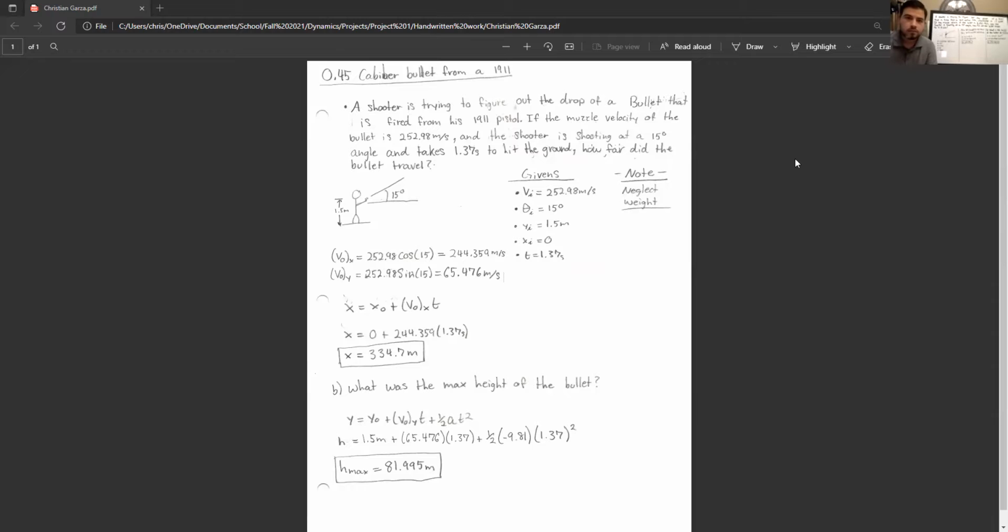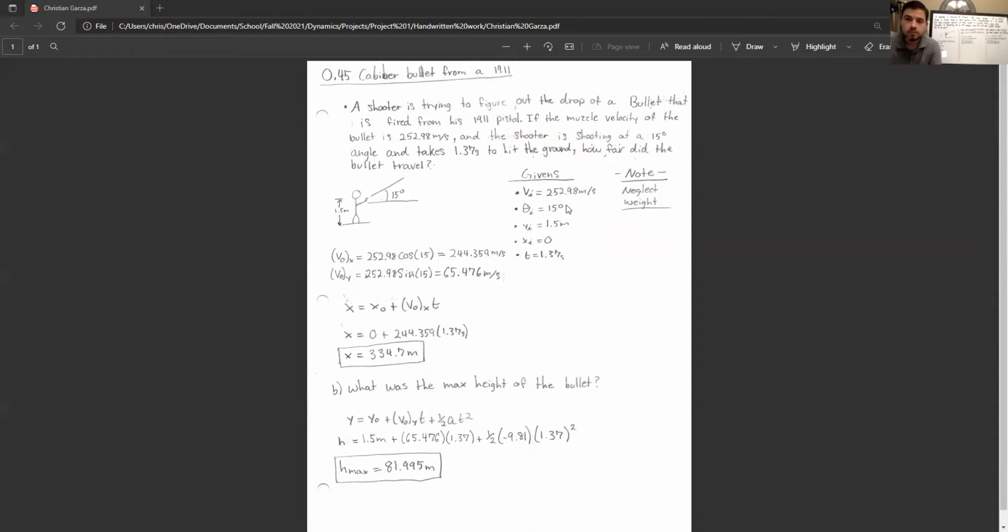So I have a shooter that's trying to figure out the drop of a bullet that is fired from his 1911 pistol. If the muzzle velocity of the bullet is 252.98 meters per second, and the shooter is shooting at a 15-degree angle, and it originally takes 1.37 seconds to hit the ground, how far did the bullet travel? So this is also a two-part question. I'm also trying to judge the max height of the bullet. But right now we can just go based off the givens.